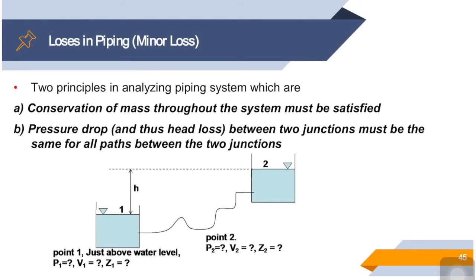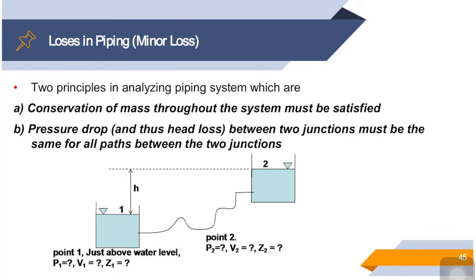Last but not least, there are two principles when it comes to analysis of piping networks, no matter how complex they are. Number one is conservation of mass throughout the system, which must be satisfied. This is done by requiring the total flow into a junction to be equal to the total flow out of the junction for all the junctions in the system. Also, the flow rate should remain constant in connected pipes, regardless of changes in diameter. And number two is pressure drop. Basically, the head loss between two junctions must be the same for all the paths between the two junctions.